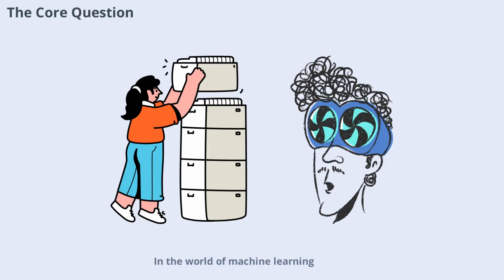In the world of machine learning, there are two main ways machines make sense of all this information: supervised learning and unsupervised learning. These two approaches help machines turn raw data into useful insights, but they do it in very different ways. Let's break them down step by step, starting with the basics.